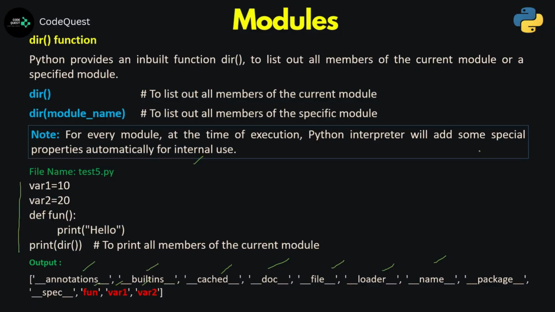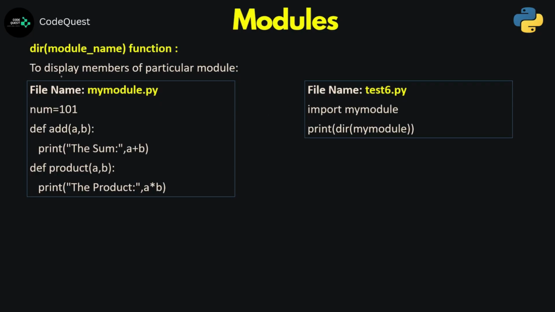Now let's say we have taken one more file here, mymodule.py, where we have a variable num and two functions, add and product. In another file, I'm just trying to import this module, writing import followed by mymodule. Here I'm going to call the dir function on the specific module. Previously we wrote only dir without mentioning any module name. Now we are very specifically writing the name of the module, that is mymodule.